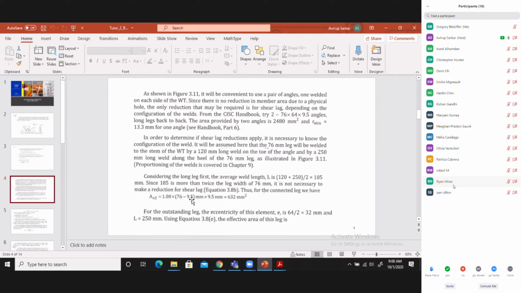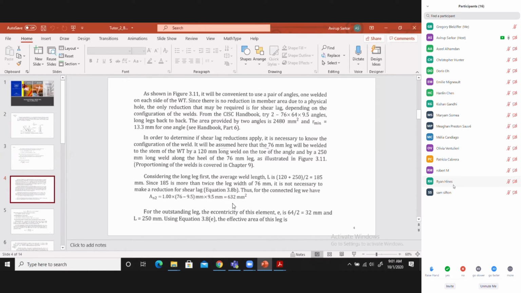Thus the connected length will have an area of AN2, that is 1 times (76 minus 9.5) times 9.5. So what is this 76 minus 9.5? As we are going to do the welding, on the outside there will be a reduction in the area, and that reduction will basically be the thickness of the section, which is 9.5. So 76 minus 9.5 multiplied by 9.5 is how we get the area AN2, and that is 632 millimeter square.